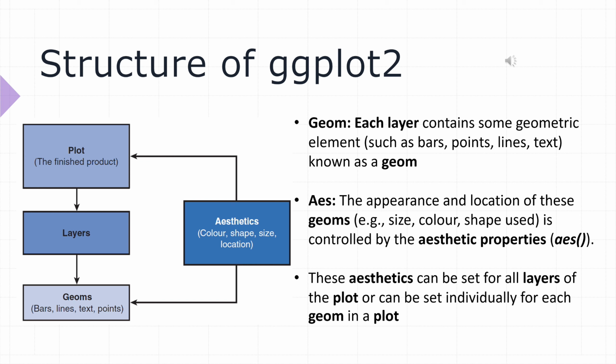The structure in practice: geom, the geometric object: bar, point, line, text. aes, mappings that control where and how things appear: x, y, color, size, shape. You can set aesthetics globally for the whole plot or locally for specific geoms. This systematic design is a big reason R graphics, especially with ggplot2, stand out.